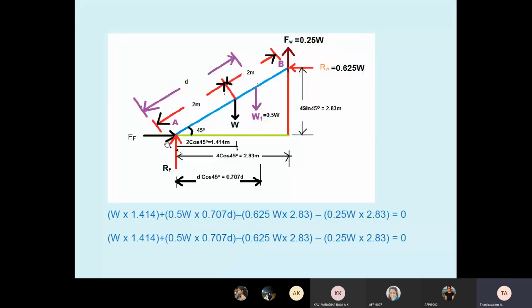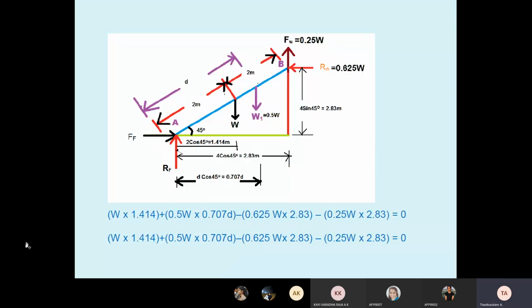Students, with respect to A, which force is not giving moment? FF is not giving moment, RF is not giving moment. Students, while taking moment, you first identify which force is not giving moment. Any force passing through the reference point. Here A is the reference point. So FF not giving moment, RF not giving moment. Now take moments. See here, W into 1.414, clockwise plus. The previous one I marked anti-clockwise plus, clockwise negative. That does not matter because it is equal to 0, it will compensate. Generally you take clockwise plus, anti-clockwise minus. I will change the PDF and send it to you.